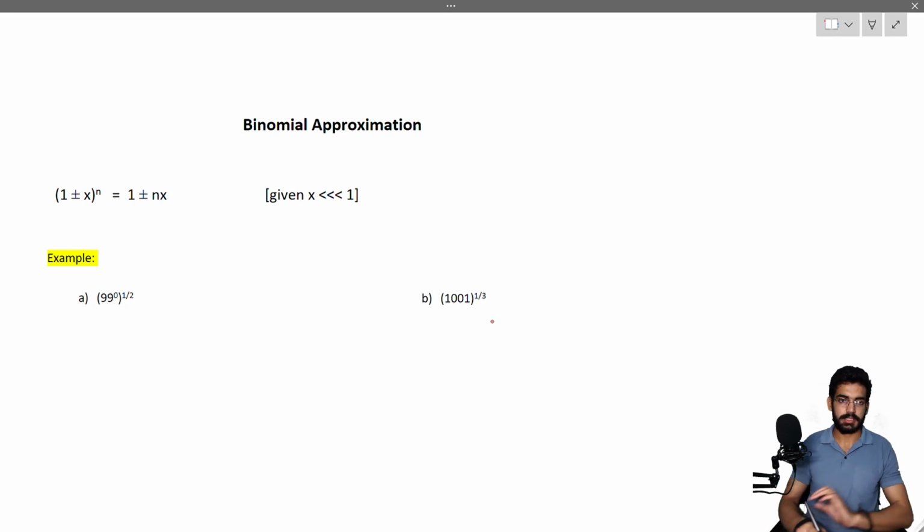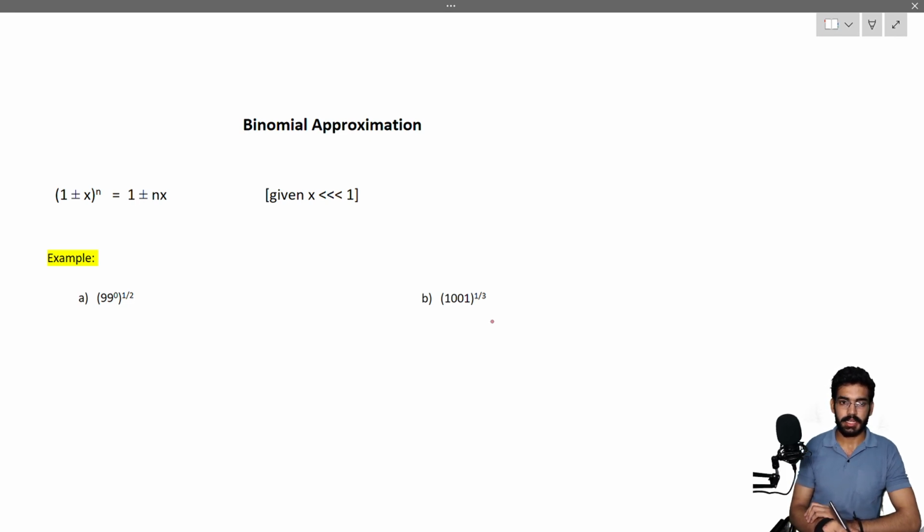Now let's see here. If the expression is given like this, (1 + x)^n, then you can directly write 1 + nx, if x is very much less than 1. And if there is (1 - x)^n, you can write 1 - nx. Now see one example of how we apply that.